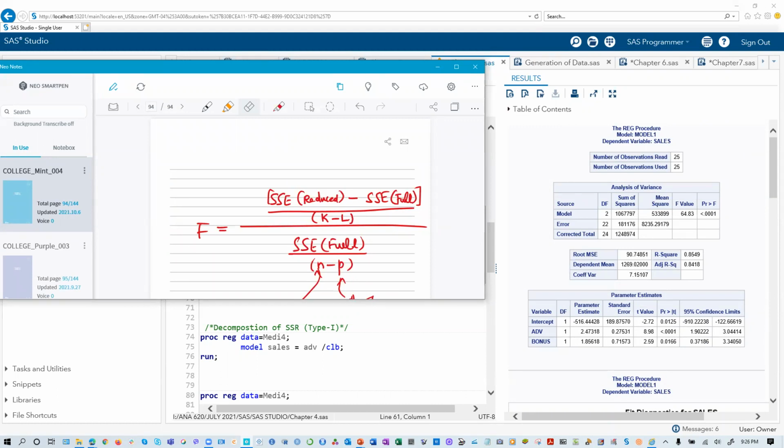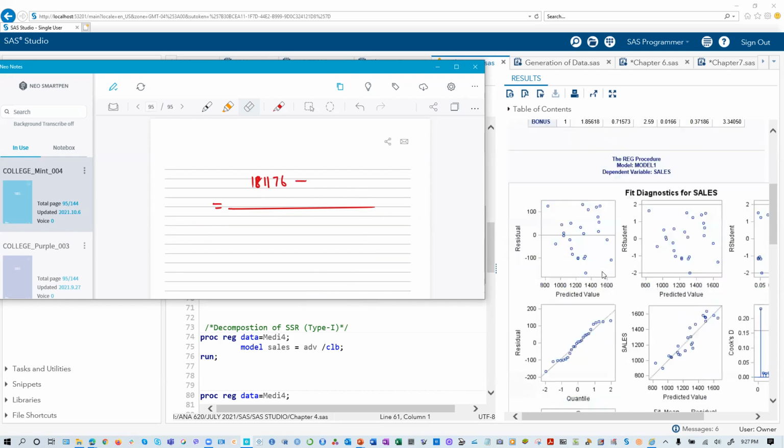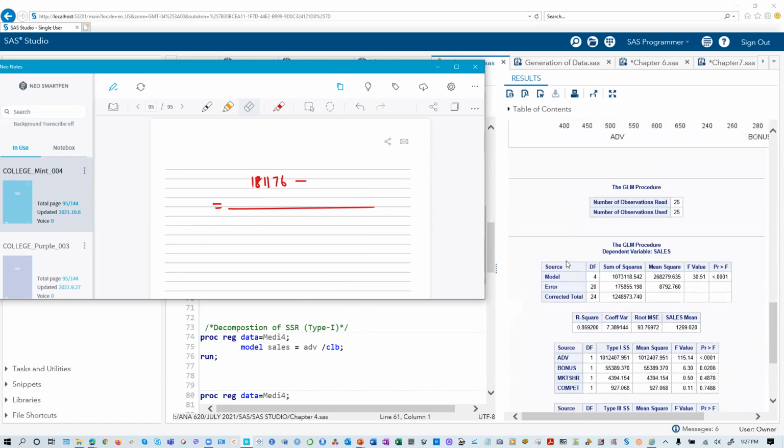181176. So let's plug it over here. It says C. 18, 11. 181176 minus, let's go to the full model. Let's go to the full model and see. There, go to the ANOVA table. See, error.